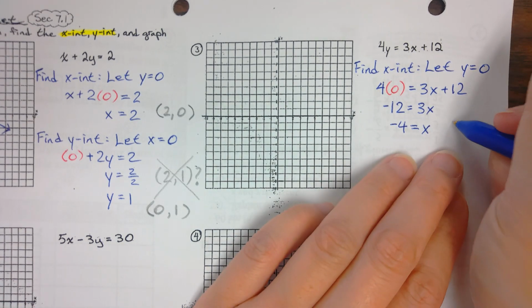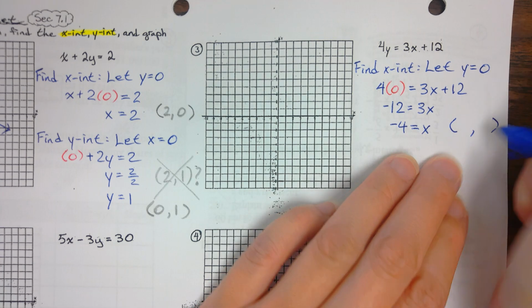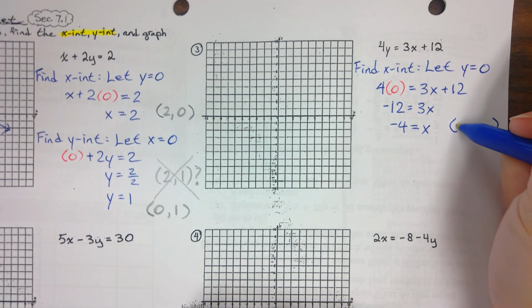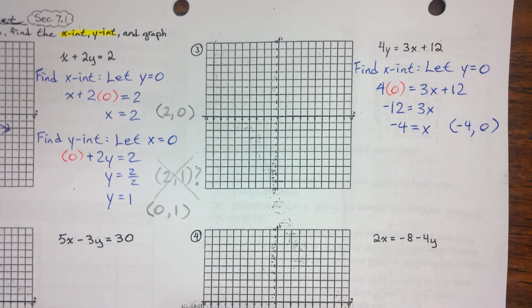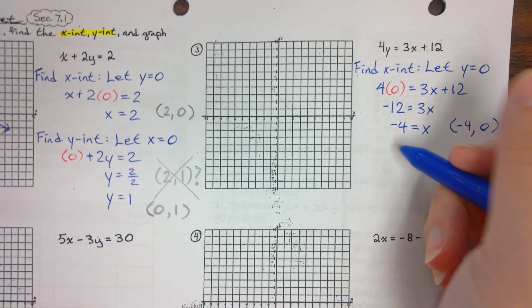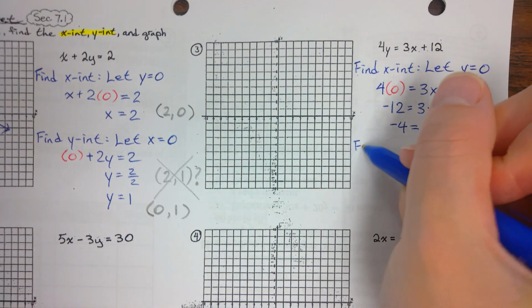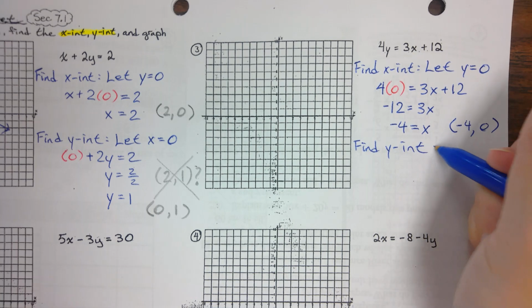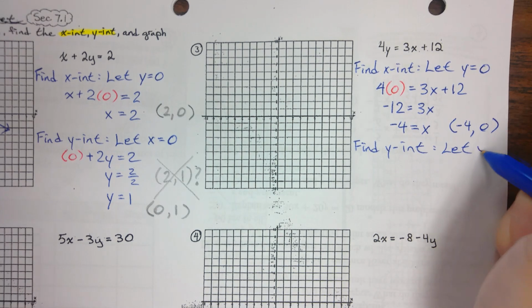Okay. Again, what's the coordinate right here? If x is negative 4. Casey? Negative 4 and 0. Okay, because we said let y be 0. So in other words, it's like you're creating a table of value. Okay, and then the second part, to find y-intercept, I'm going to do the same thing. I'm going to let x be 0.